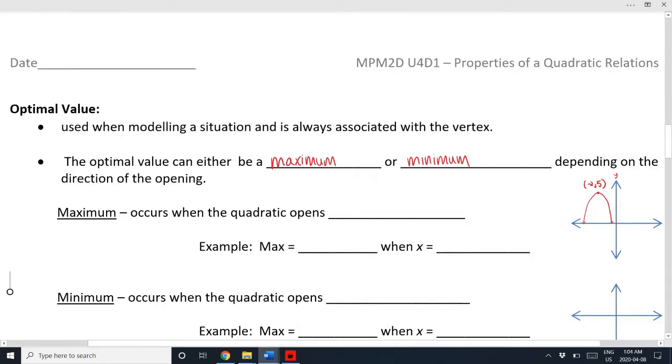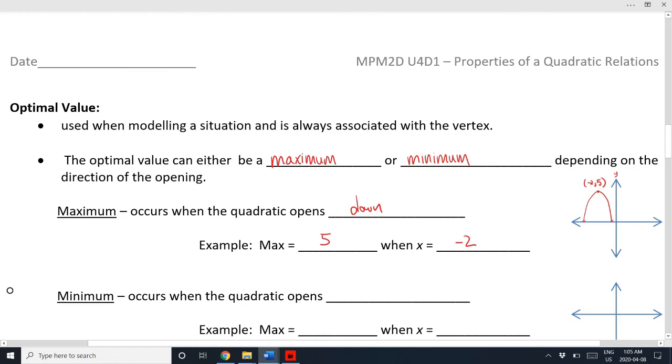A maximum occurs when the quadratic opens down. And in this example, the maximum value is +5 when x is equal to -2.